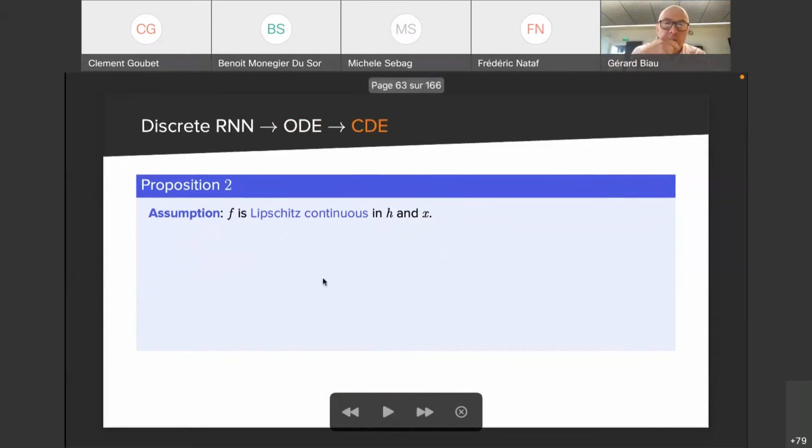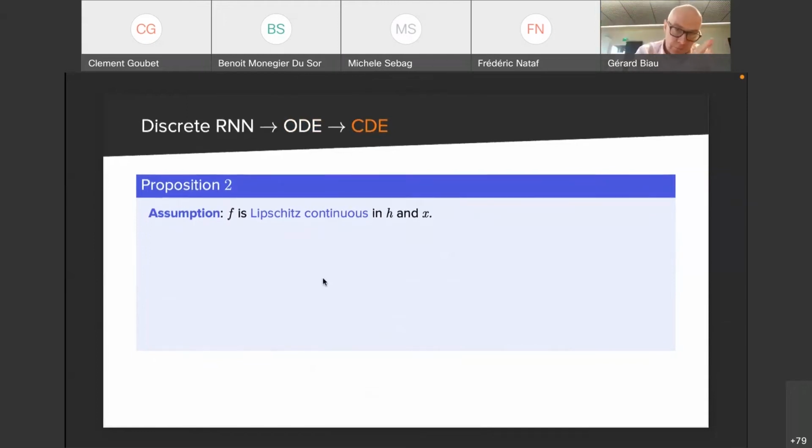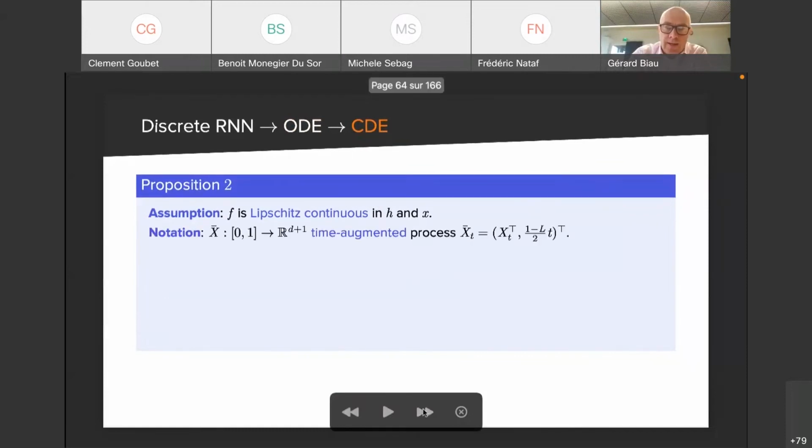The second step is to pass from an ODE to a controlled differential equation, still under the assumption that f, the main function of my network, is Lipschitz in both parameters. Then, with a small trick, instead of looking at x, the process we are looking at, we slightly augment the dimension, and we look at x and t.